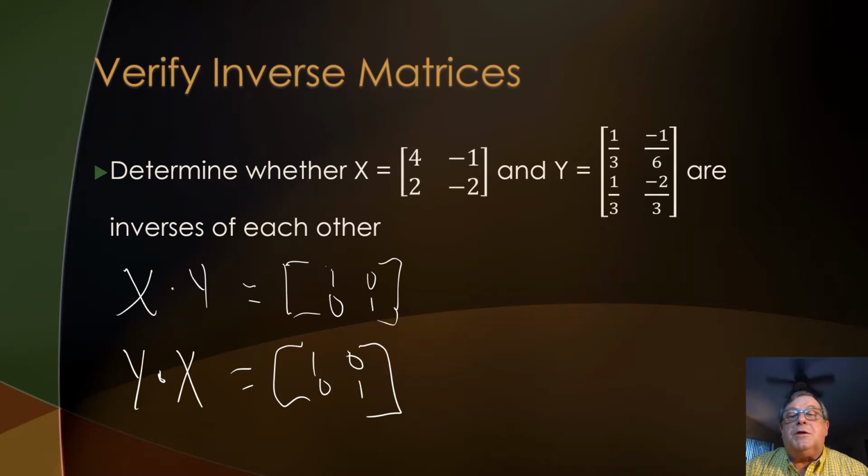So let's move to the calculator, and what we're going to do is build matrix x, and build matrix y. Then we're going to multiply x times y and see if we get the product as an identity matrix. And then we're going to multiply matrix y times matrix x and verify whether or not we get the identity matrix. And if we do in both cases, well, shazam, they're inverses of each other.